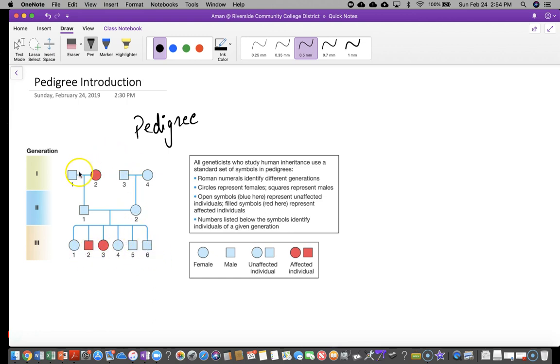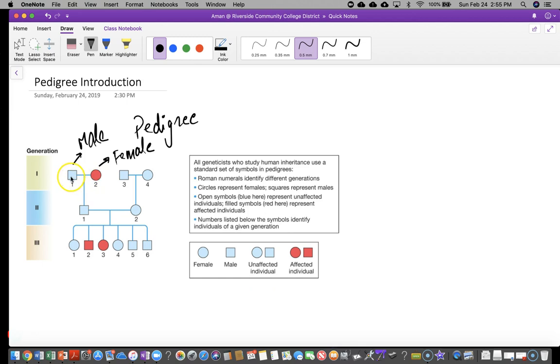Okay, so the next thing that we got to know is each shape means something. A square actually means a male, and a circle represents female. Okay, and also another important thing is that you can see that some of the shapes here are shaded. They can be either colored or shaded, actually means the same thing. So when they're shaded or when they have a color, that means they are the affected individuals.